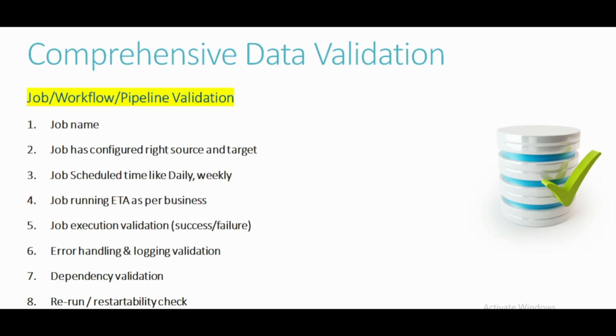After that, job validation or workflow pipeline creation. The job name should be as per the mapping, and the job should be configured with the right source and target. We check the job schedule time, like daily, weekly, monthly or yearly, the running ETA, job execution validation like success or failure, error logging validation, dependency validation, and rerun and restartability check.